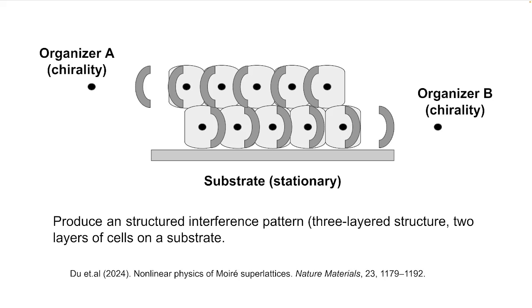Well, this means that we set up for this interference pattern. We have two offset layers on a substrate, and we have chirality going in different directions. So obviously we're going to get this interference effect, and it's going to affect the pattern formation within both of these sheets. This idea is taken from this paper, Du et al., Nonlinear Physics of Moire Superlattices. In materials science, this is in Nature Materials, we have these structures called Moire superlattices. And there is a lot of interesting nonlinear physics where we can have these different layers of materials that interact and form these Moire patterns.